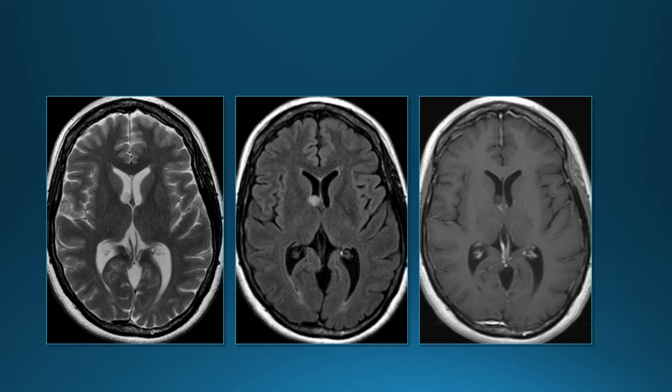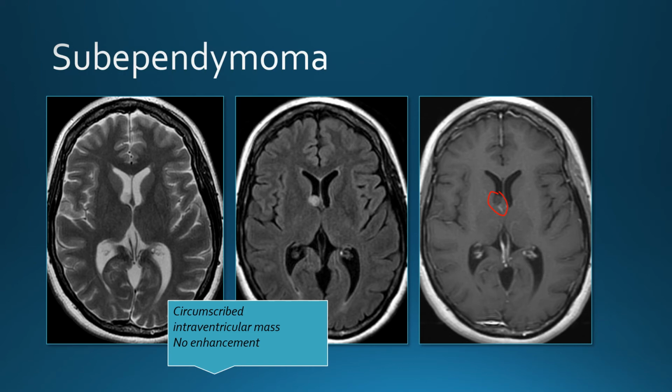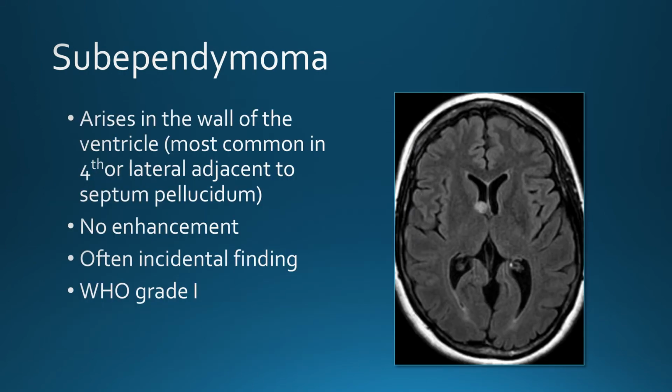T2, FLAIR, post-contrast T1, circumscribed intraventricular mass, no enhancement. This is a subependymoma. These occur in two different locations, either in the fourth ventricle or in the lateral ventricle adjacent to the septum pellucidum. No enhancement, and that's an important distinguishing feature of this tumor. These are often incidental findings, and they're WHO grade 1.